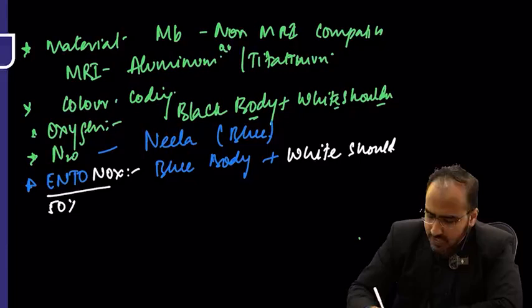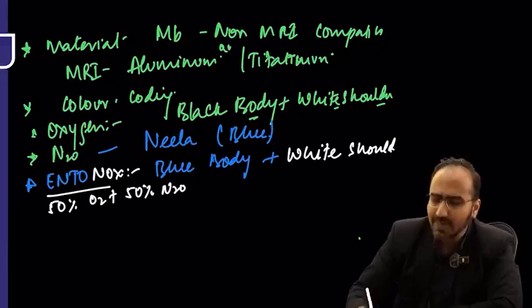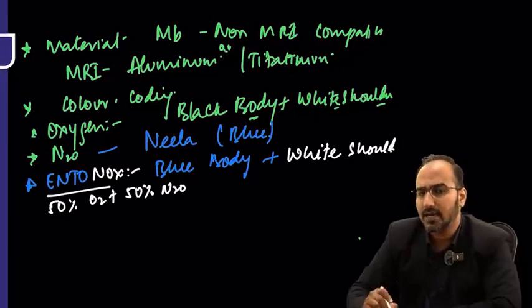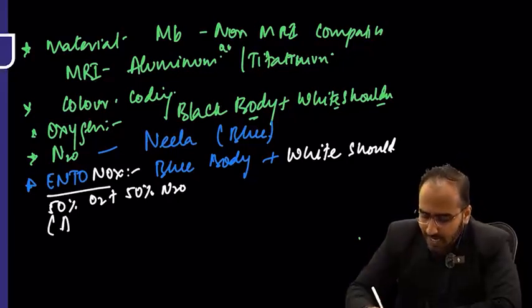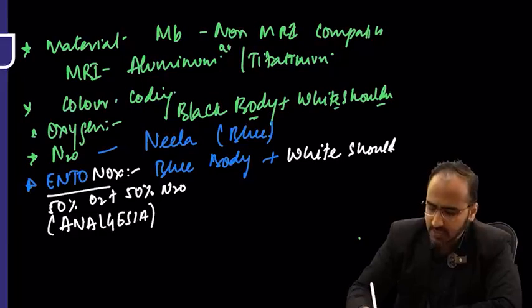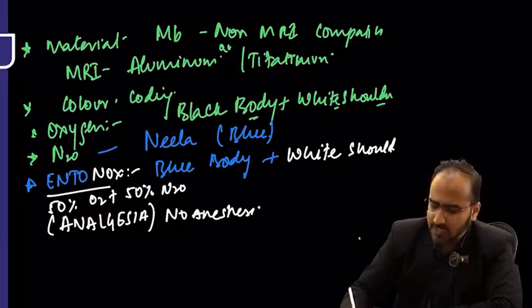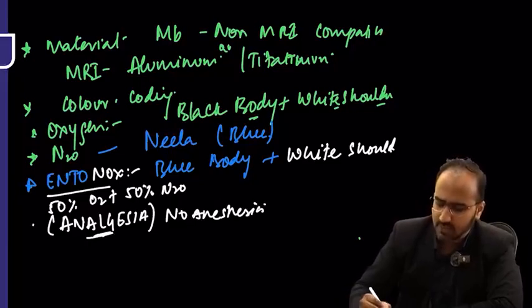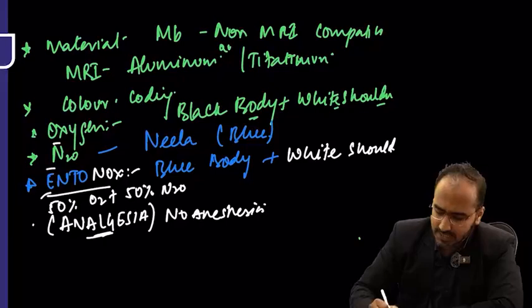Entonox is 50% oxygen, 50% nitrous. This is commonly used for labor analgesia. This is only used for analgesia guys. It never produces anesthesia. No anesthesia is seen with Entonox. Only analgesia is seen. Okay, so oxygen, nitrous, Entonox.